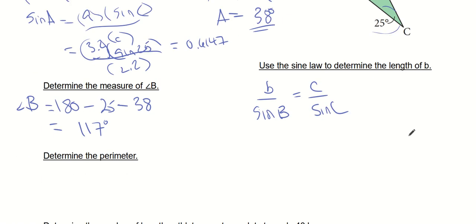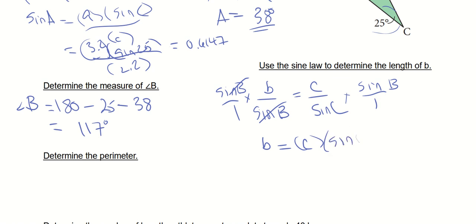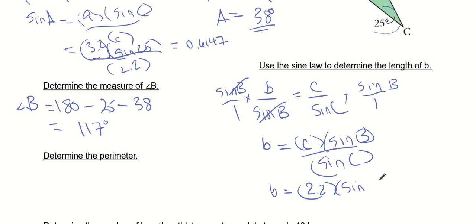We have that, and you rearrange the equation. Multiplying both sides by b over 1, the side cancels out, and so basically b equals c in brackets times sine B over sine C. If we drop our numbers in, we have b equals 2.2 brackets sine 117 over brackets sine 25.